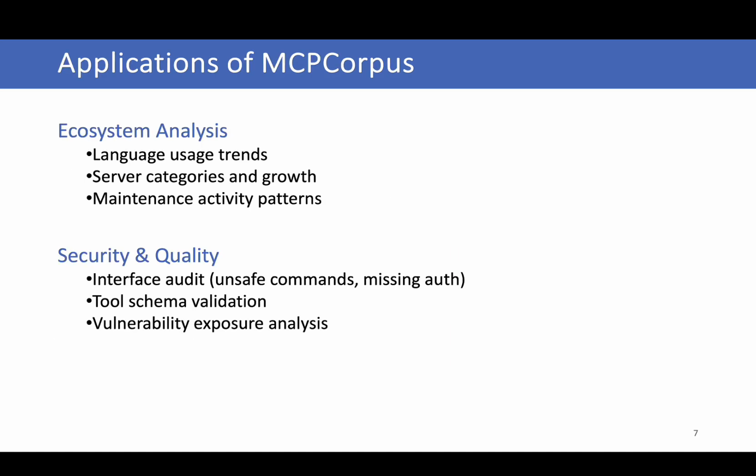Now that we understand what's in MCP Corpus, how can we use it? There are 2 main directions. First, ecosystem analysis. We can study the evolution of MCP adoption, identify clusters of tools by domain or language, and track maintenance status over time. Second, security auditing. By inspecting exposed endpoints, unsafe configurations, or missing authentication, MCP Corpus enables vulnerability and compliance analysis at scale.